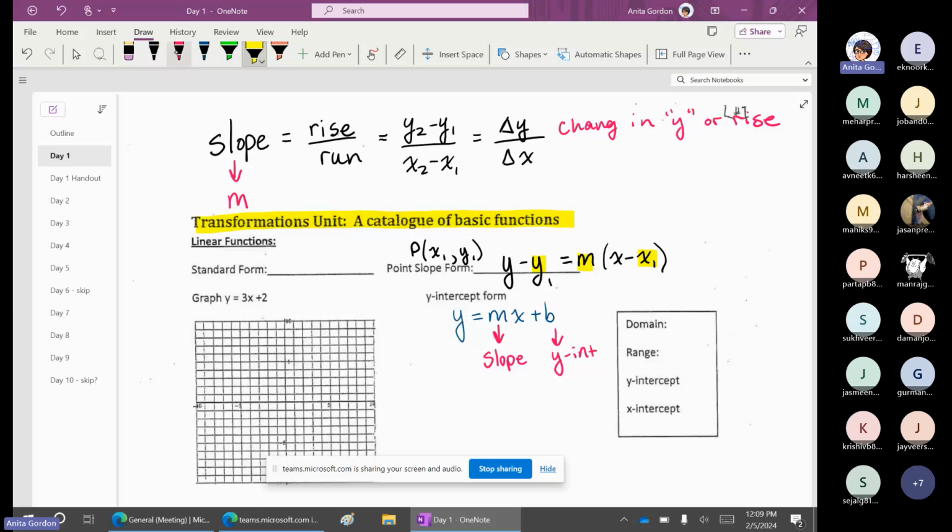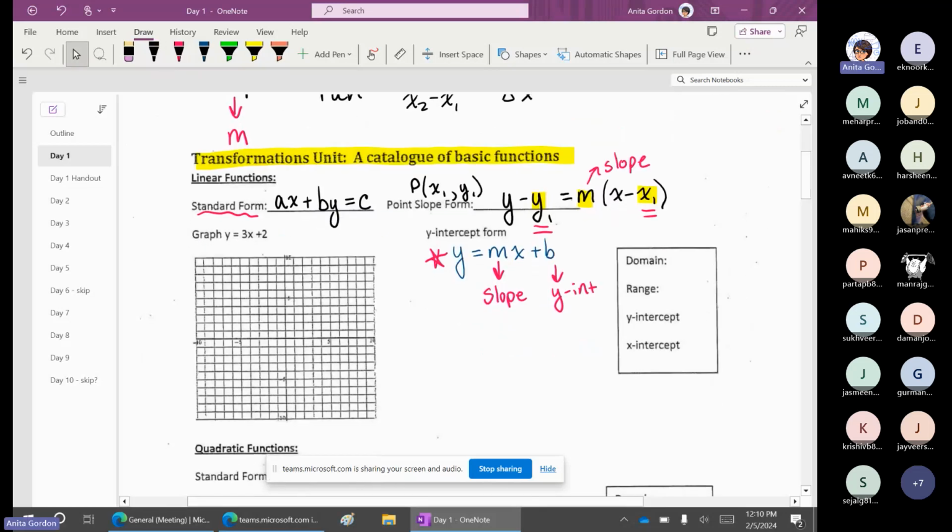Okay, standard form. Standard form is where we have ax plus by equals c. Standard form we don't use too much just because it doesn't give us a whole ton of information. Point slope form we like a lot because it tells us the point and the slope, right? M always is slope. That's the symbol we use, so that's the symbol we're going to keep. And y-intercept form also gives us information, gives us slope and the y-intercept.